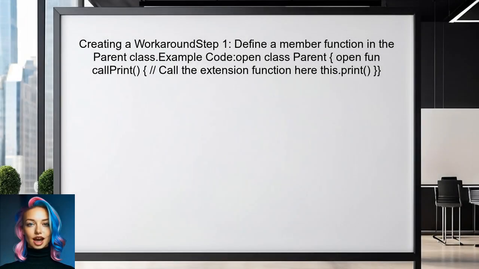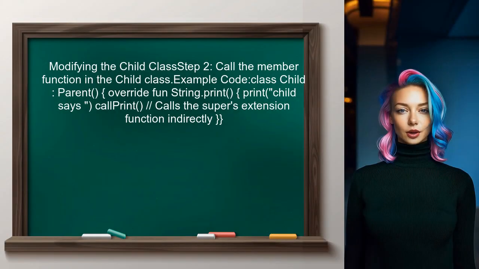Next, the user can create a workaround by defining a regular member function in the parent class that calls the extension function. This allows the user to access the extension function through the member function. Then, the user should modify the child class to call this new member function instead of trying to call the extension function directly. This will allow the user to access the functionality of the super's extension function.